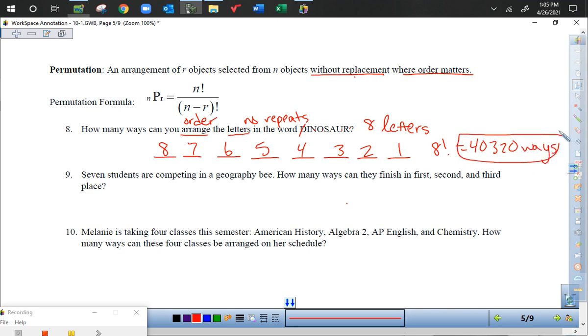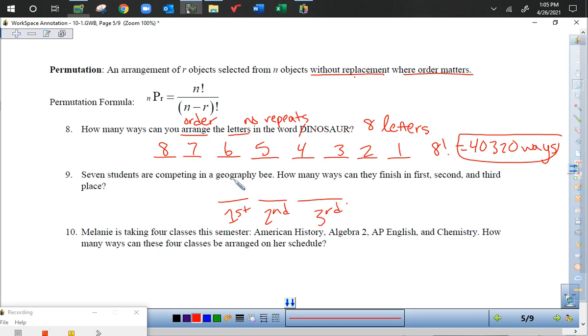And that's it. Okay. The next one, it says 7 students are competing in a geography bee. How many ways can they finish first, second, and third place? So we've got 3 selections to make, first, second, third. That helps you to label those. Do that.